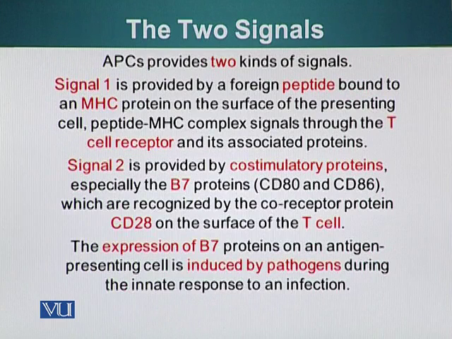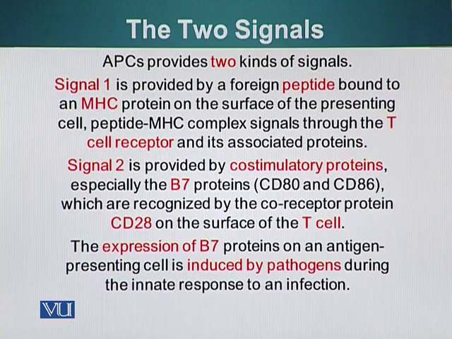APCs, antigen-presenting cells, give two types of signals. Signal 1 is provided by foreign peptide bound to the MHC protein on the surface of the presenting cell. And these MHC-peptide complexes signal through the T cell receptor and its associated proteins. Signal 2 is provided by co-stimulatory proteins, especially B7, the one protein we are going to talk about. I would like to mention that B7 is also referred to as CD80 or CD86.